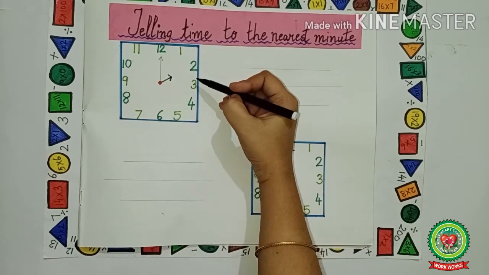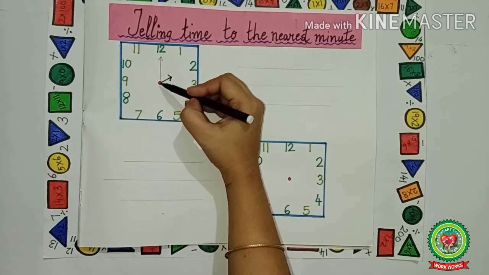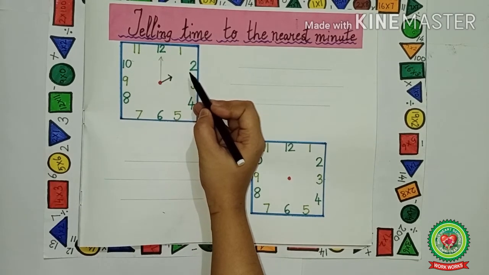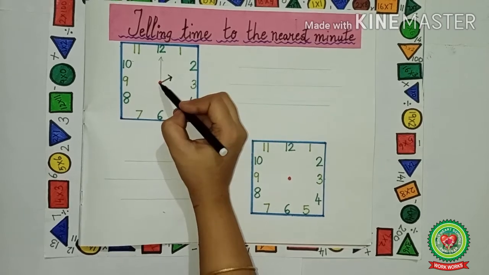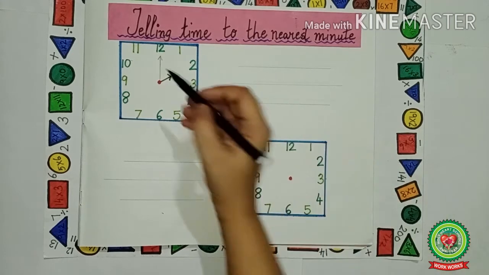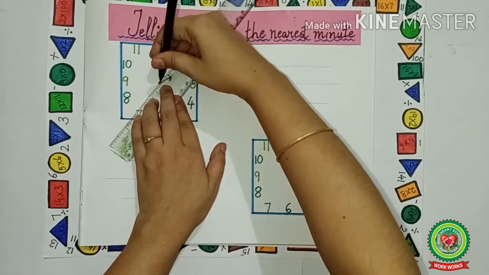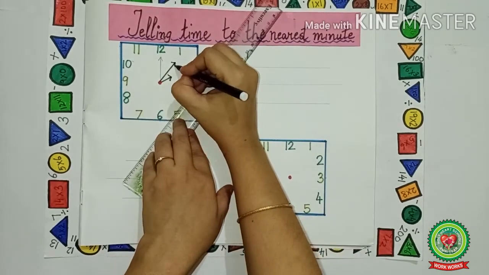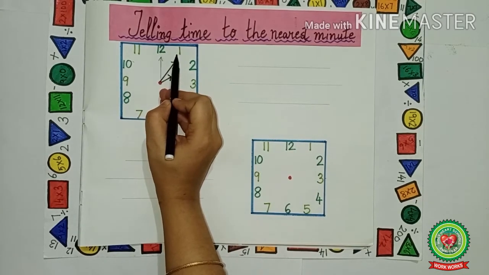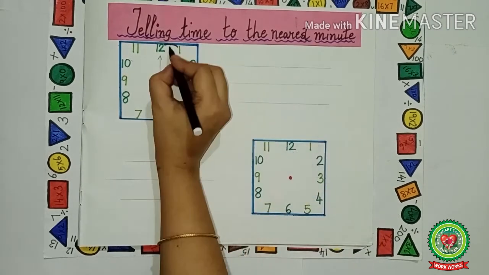Now kids, look at the clock. What is the time? The hour hand is at 2 and the minute hand is at 12. That means the time is 2 o'clock. But kids, if the minute hand moves towards 1, now it has moved from 12 to 1. That means it has crossed how many minutes? It has crossed 5 minutes.